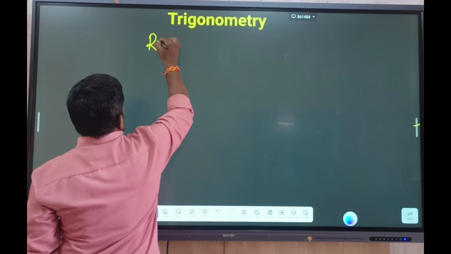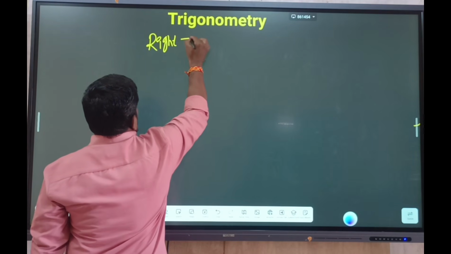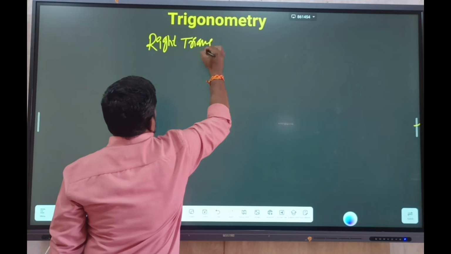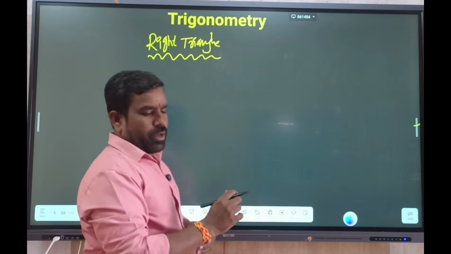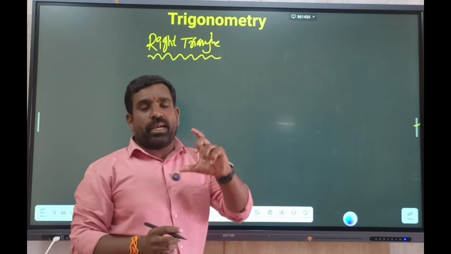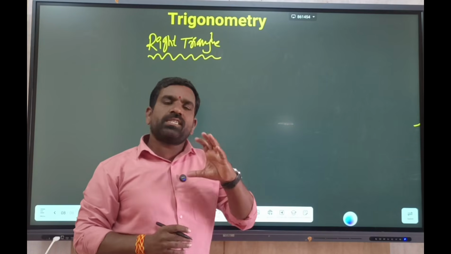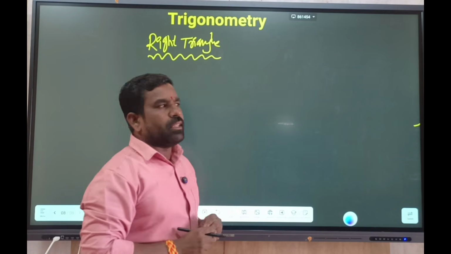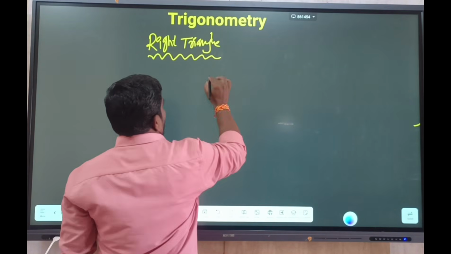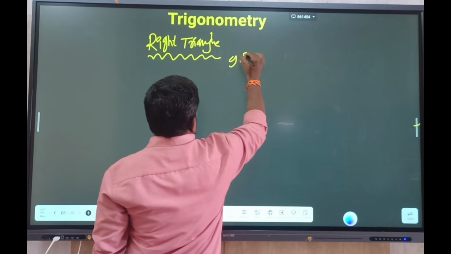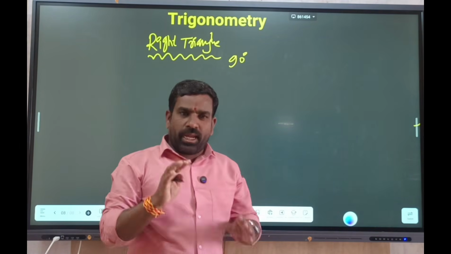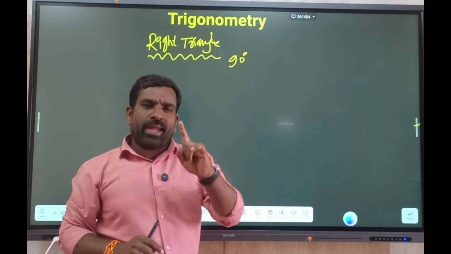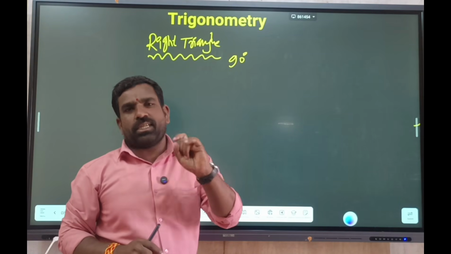So right triangle. What is the definition of the right triangle? Trigonometry is used many times in the right triangle. If any one angle is exactly 90 degrees, that is called a right triangle.